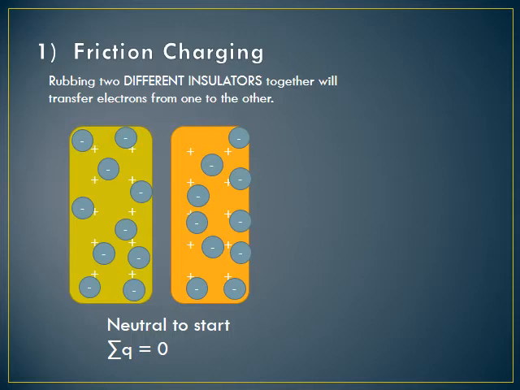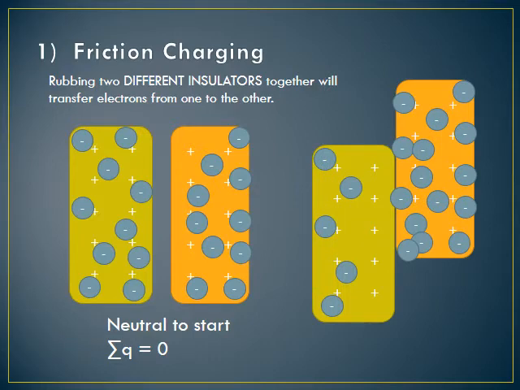Here's a sort of drawing diagram. So this would be 2 different insulators. I have a green one and an orange one. They're both neutral to start, so the sigma q for the whole system and for the individual objects is 0. I have the same number of electrons and protons on this object. When I rub those 2 insulators against each other, what happens is that just by virtue of them being different materials, one of those materials has a slightly stronger desire for electrons than the other.